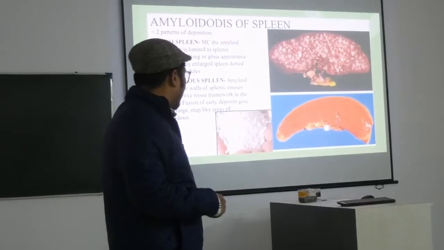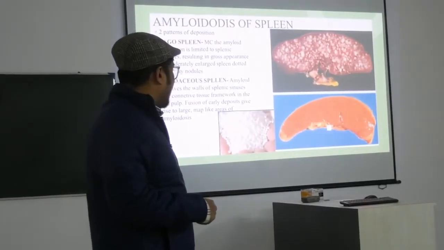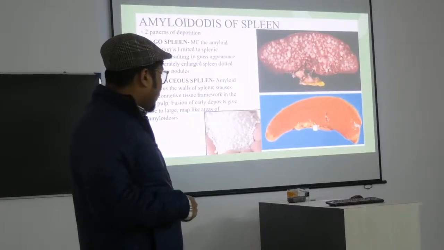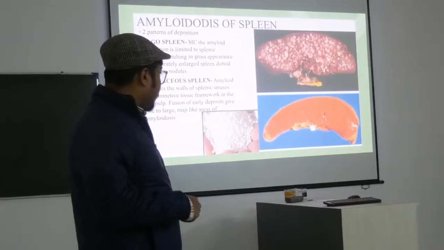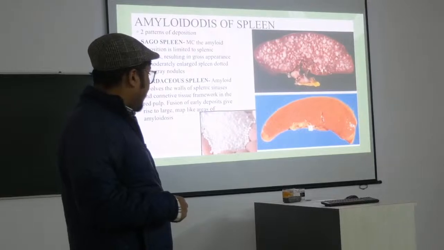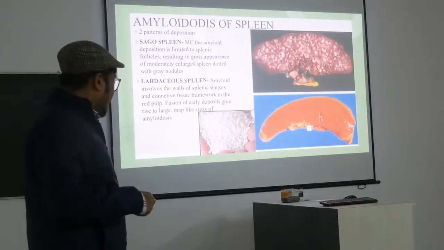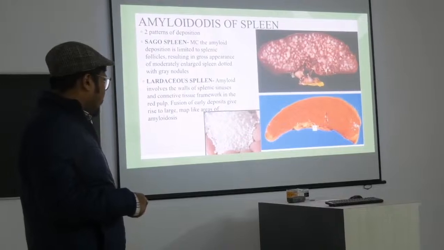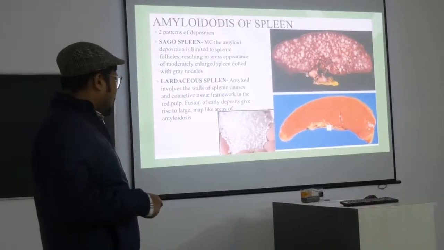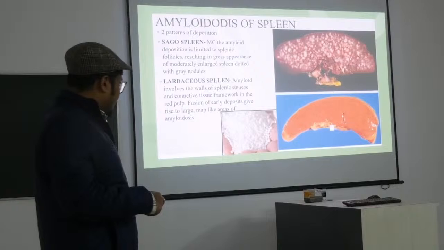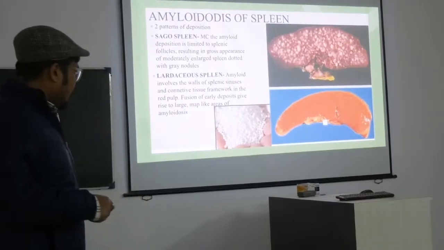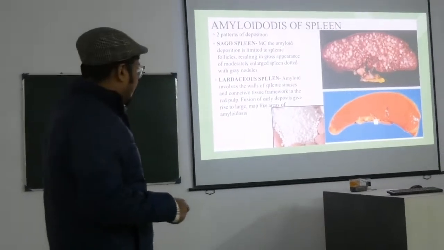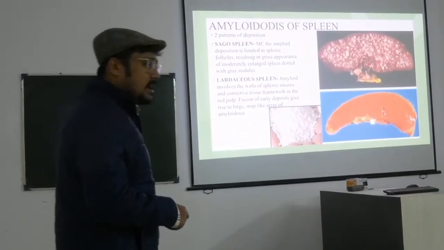Gross appearance: a moderately enlarged spleen dotted with white to gray nodules of various sizes. They are deposited all over the spleen. This is the cortex, this is the medulla part, the vascular entry and exit part. The entire spleen is studded with gray to whitish nodules. So this is sago spleen.